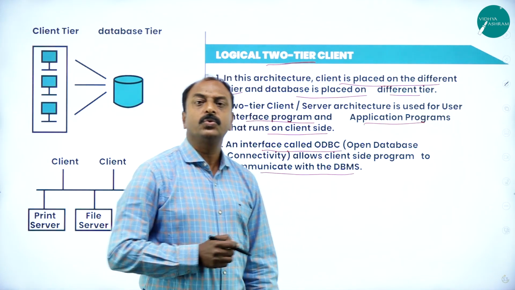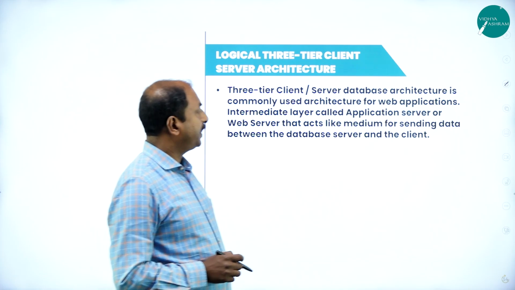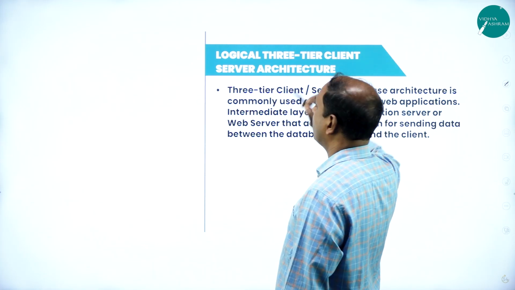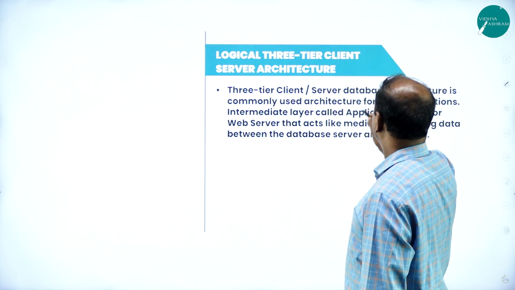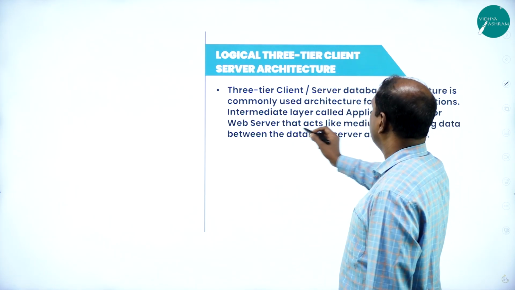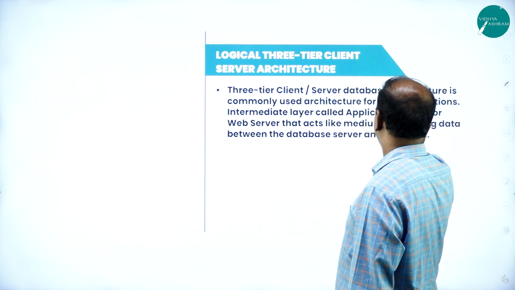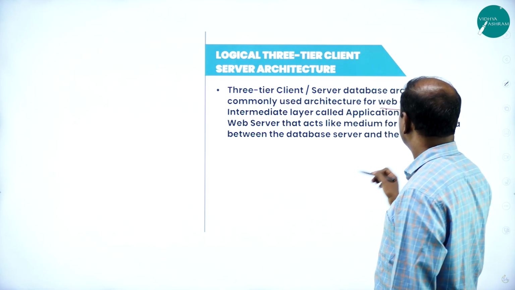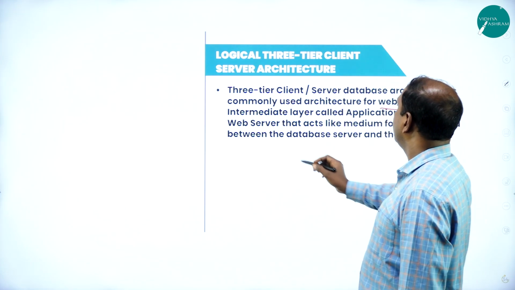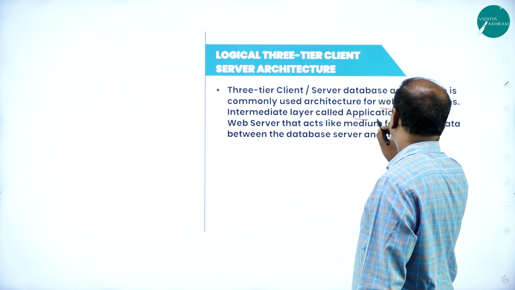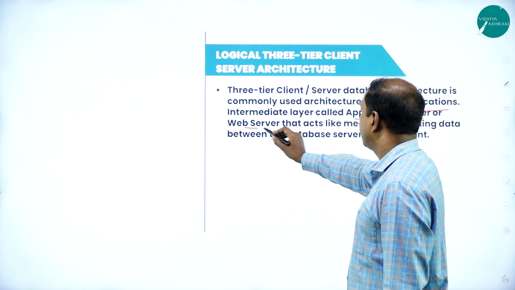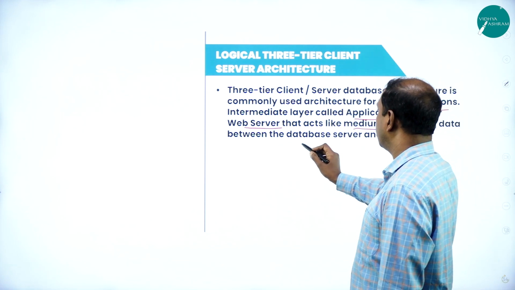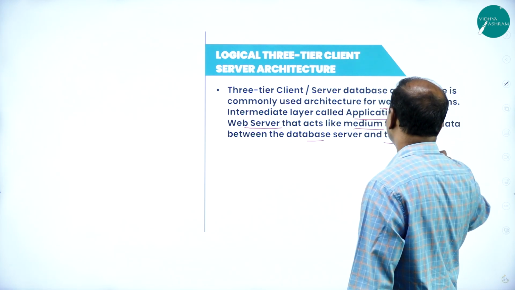So this is two-tier architecture. Next one is logical three-tier architecture or client-server architecture. Here, in this architecture, commonly used for web applications. One application of three-tier is a web application, and an intermediate layer called the application layer or web server acts like a medium for sending data between the database server and the client.